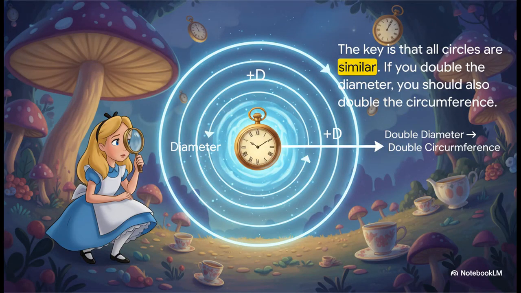But here's the secret weapon, the key idea that gives us hope. In geometry, all circles are what we call similar. That just means they're all perfect, scaled up or scaled down versions of each other. And that implies something really profound. The ratio between a circle's circumference and its diameter should always be the same, no matter the size. So if you double the diameter, you've got to double the circumference. That strongly suggests there's a consistent straight line pattern just waiting for us in our data.